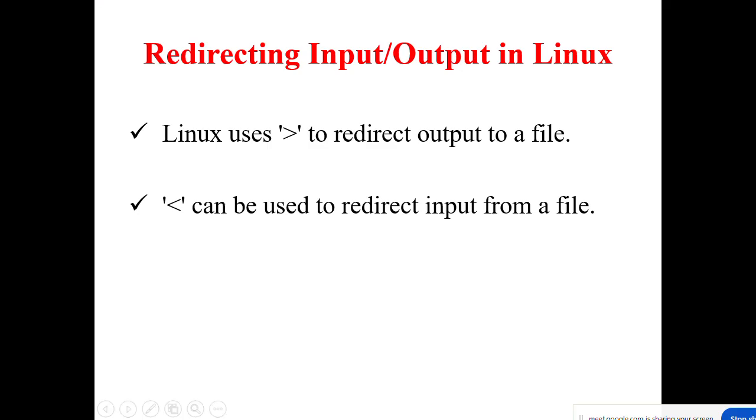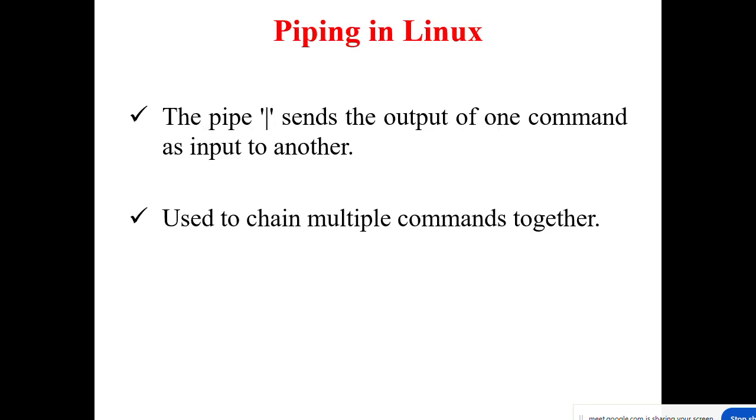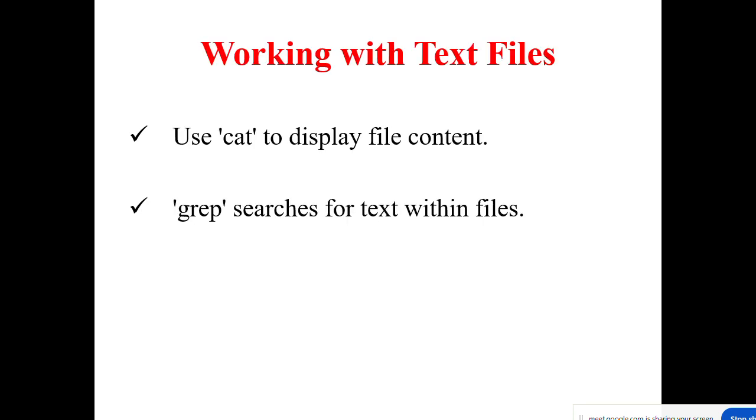So far we have executed redirecting input and output in Linux, and we'll see piping in Linux. Piping is a special concept: the pipe sends the output of one command as input to another, used to chain multiple commands together. And today we are going to see many shell scripting programs using Python in Linux environments, and how we are working with text files.